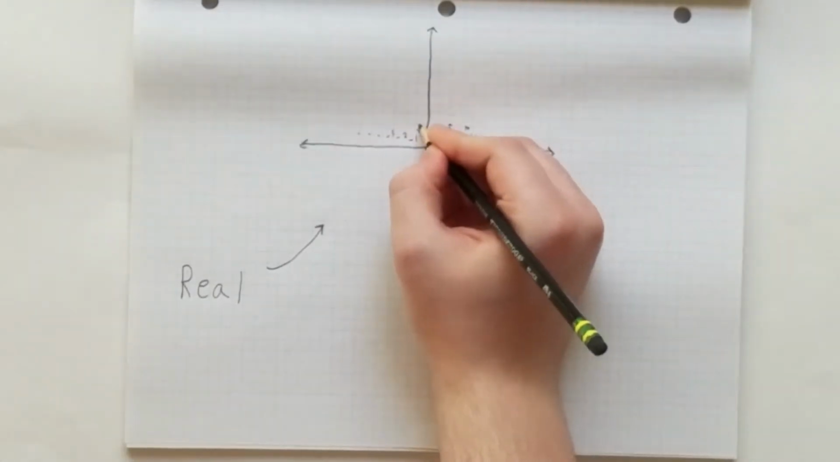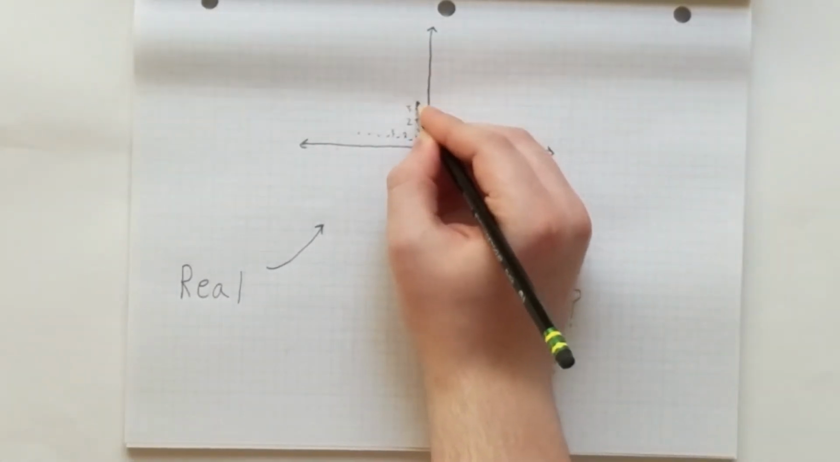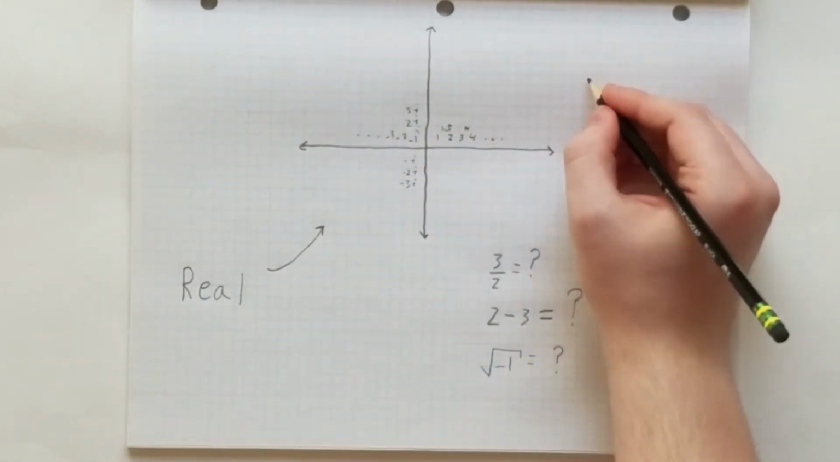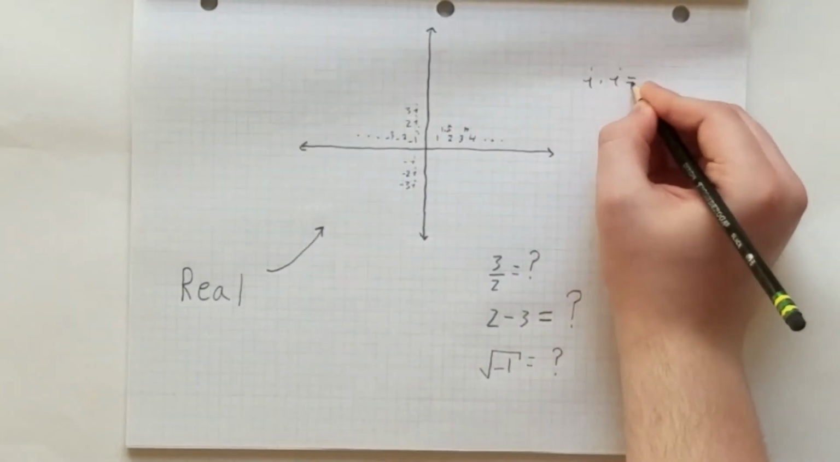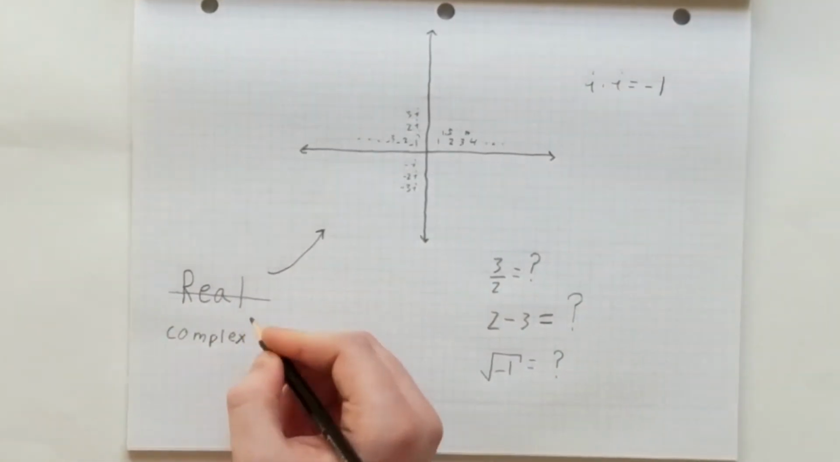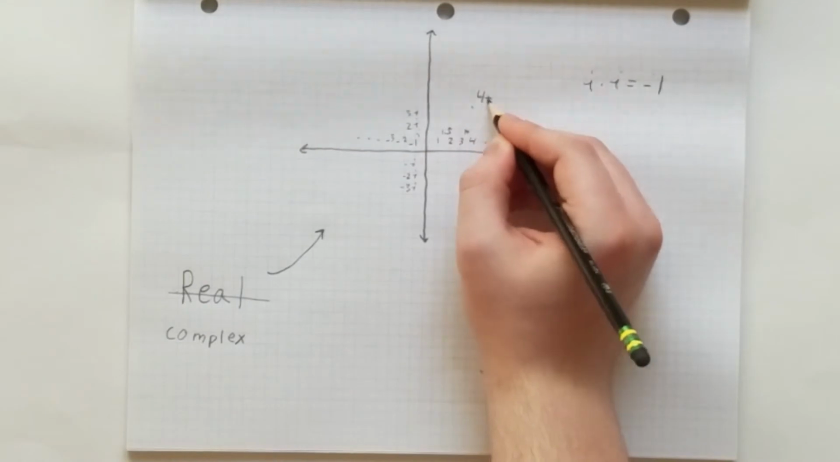But these numbers, which are the square roots of negative numbers, turned out to be pretty useful. So the imaginary numbers were discovered, which are the square roots of negative numbers. For example, i times itself equals -1. And the imaginary numbers plus our real numbers give us the complex numbers, and they live on the complex plane.